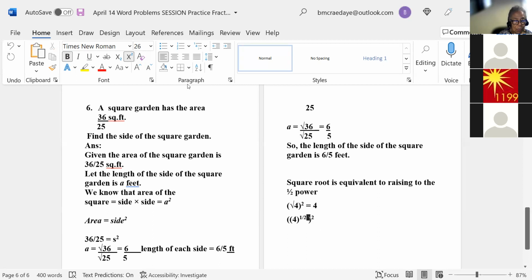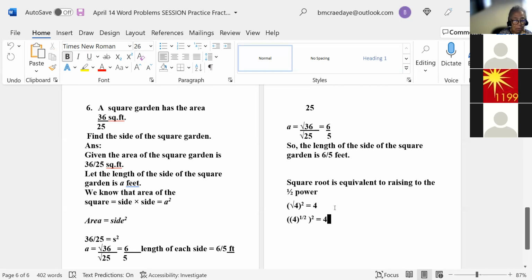2 times 1/2. 2 times a half is 1. That's 1. So 4 to the 1 is just 4, right? 4 to the 1. Yes. Yeah, so that's just 4. So I'm showing you how when you take a square root and raise it to a second power, that is squaring it, you get back what is under the radical.